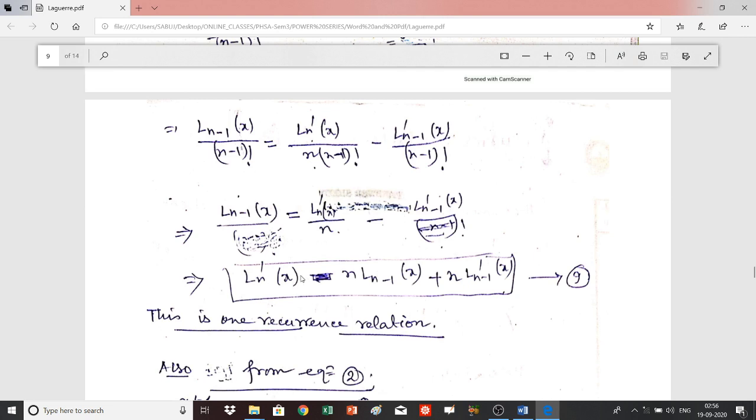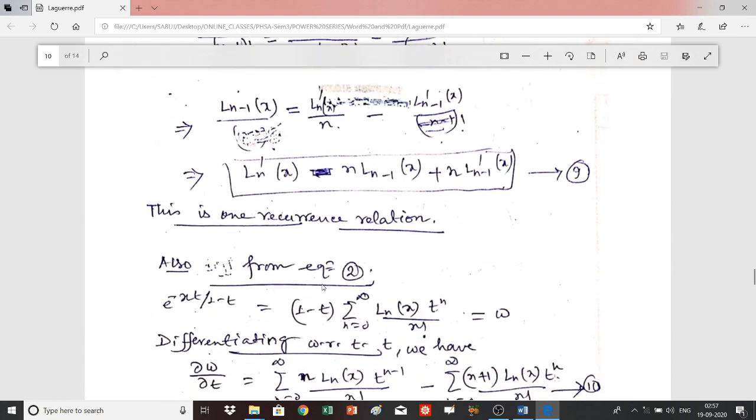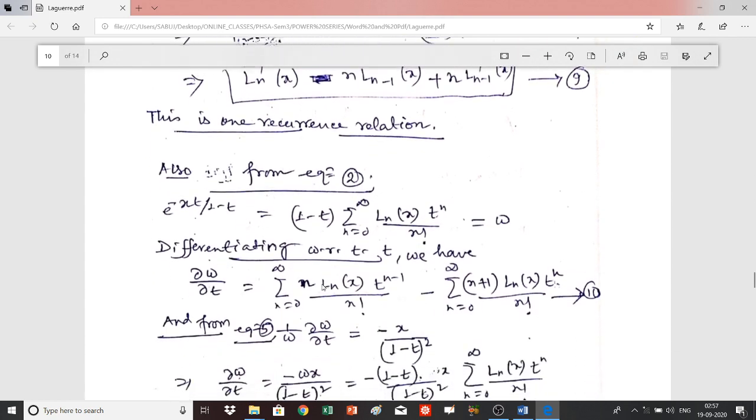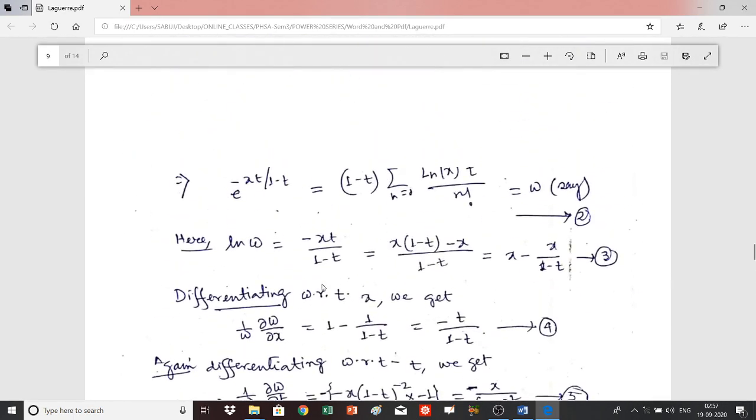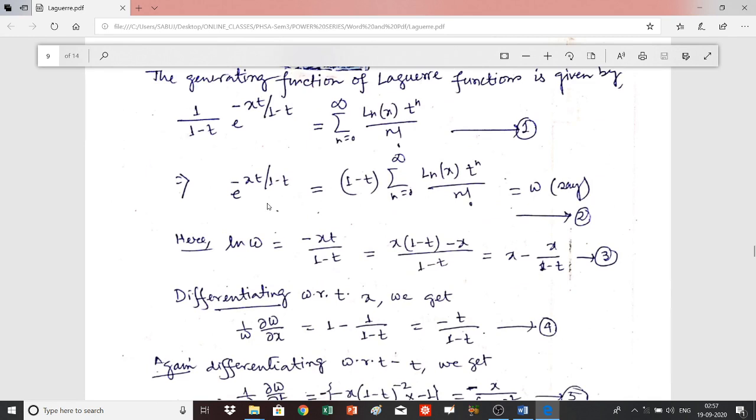If you use an equal sign here, then L_n prime x is equal to this and this. Here it is not a negative sign, it is an equal sign. So this is one of the recurrence relations. Also from equation 2, where is equation 2? This is equation 2.